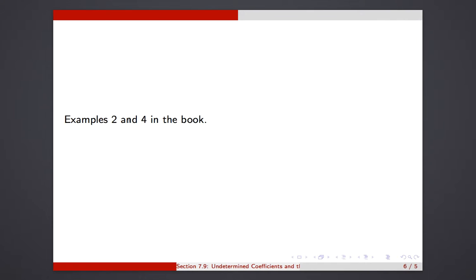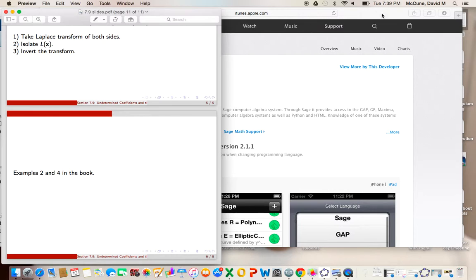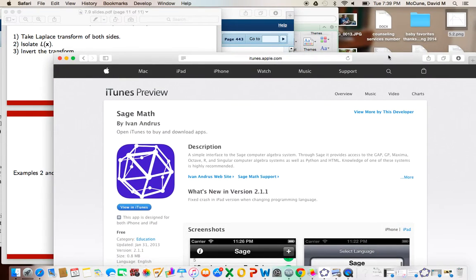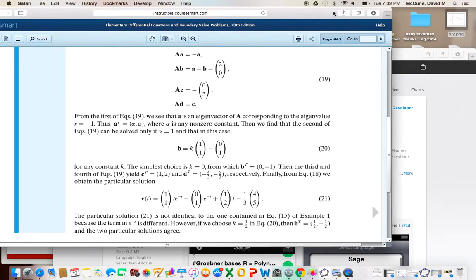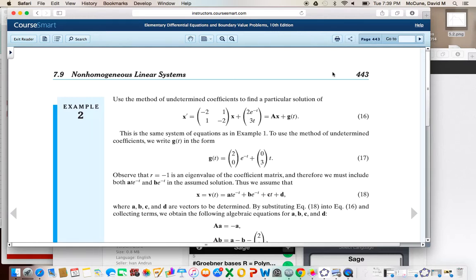But the examples in the book are perfectly fine. If you are comfortable reading them on your own, that's fine. But if you would like my soothing voice to walk you through them in this video, if you find it helpful to have somebody walk you through examples, then I'm now going to go to the book and walk you through the book examples. Okay, so here is example 2.